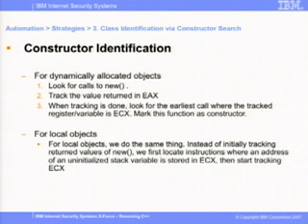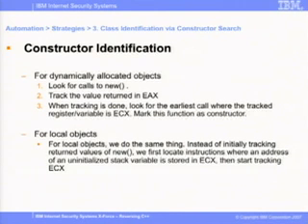To automate constructor identification, we do the following. First, for dynamically allocated objects, we look for calls to the new operator, and we track the value returned in EAX. We use the algorithm I described earlier to track the value returned in EAX. When tracking is done, we look for the earliest call where the track register or variable is ECX, and we mark this function as constructor.